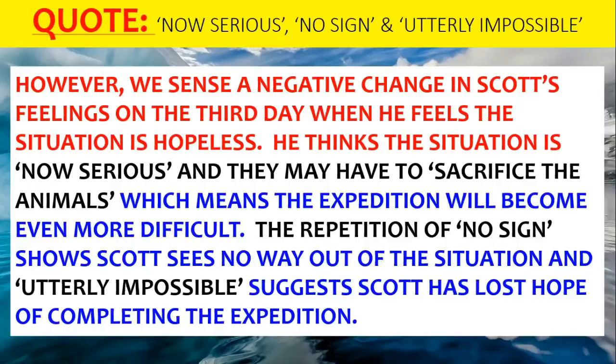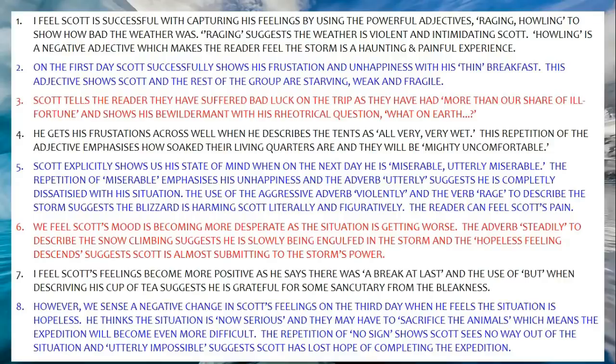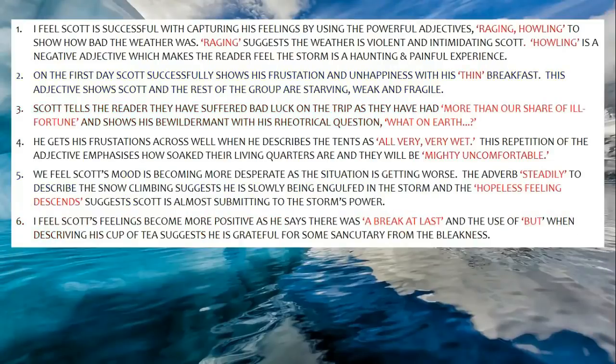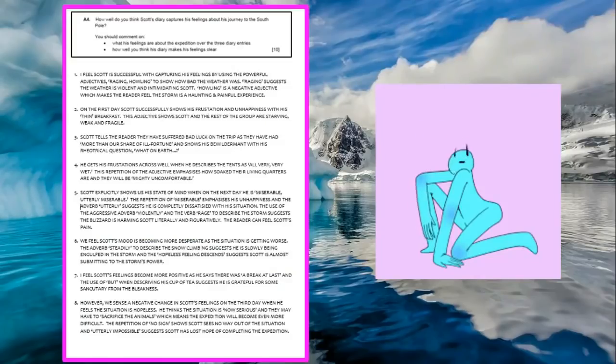The repetition of no sign shows Scott sees no way out of the situation, and utterly impossible suggests Scott has lost some hope of completing the expedition. So I've got four quotes in there, and I'm explaining why that shows the negativity and how Scott feels hopeless. So again, there they all are together as an 8. You have to do 6. Okay, and there it all is on one page.